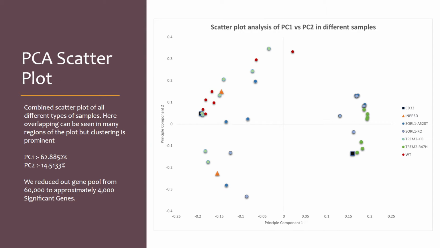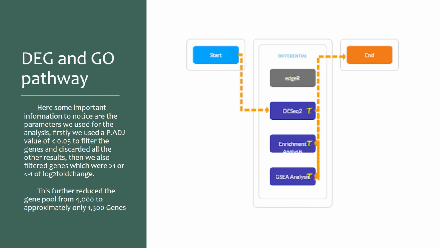Now this is a PCA scatter plot for all the variants together, and you can see that there are two different groupings here. So yes, this is a very significant result. We have developed this PCA from a pool of 60,000 sample size genes.